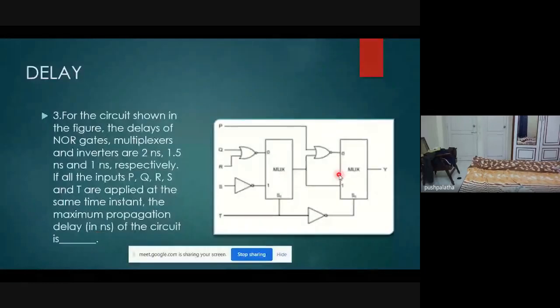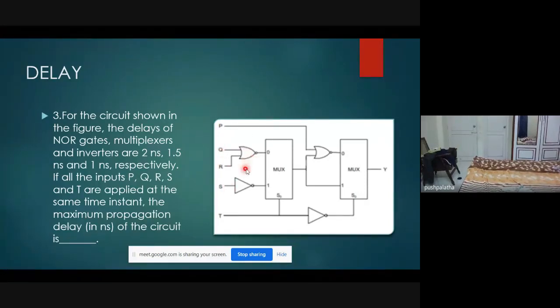Now this is your circuit, right? So first you observe the circuit. Here you have two muxes, and I am giving an input T directly straight away to the first mux and with an inverter to the second mux. Okay, right? Now I have PQRS, so they had given for a NOR gate.